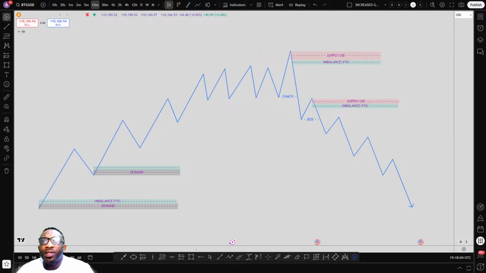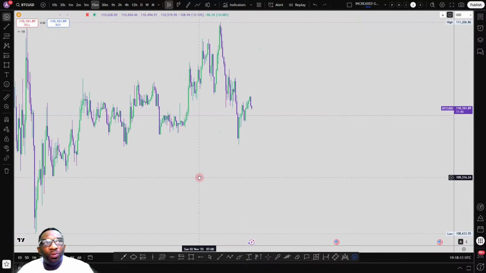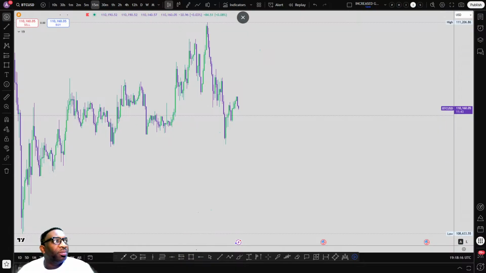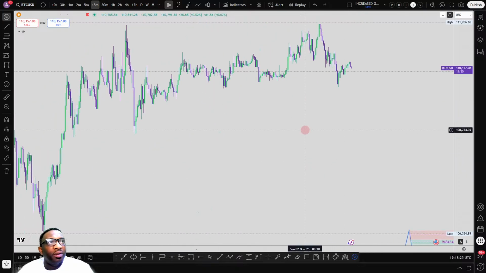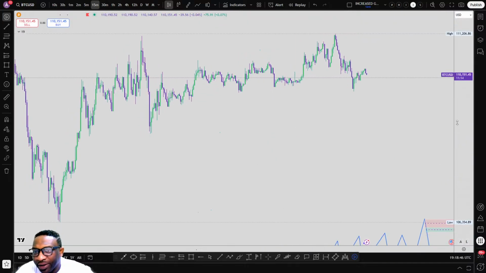All right, so let's look at what we have coming this week. Let's look at what we possibly could be looking at coming this week. So we have on the chart here BTC. Okay, so we have BTC right here.